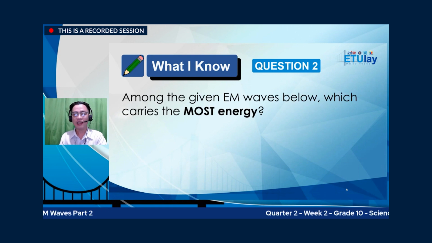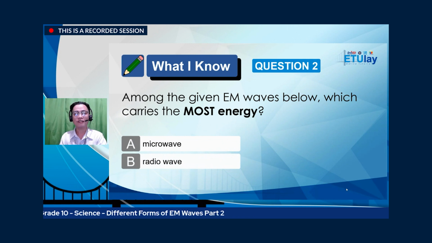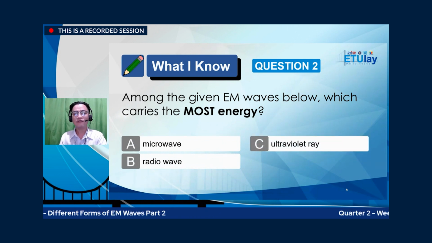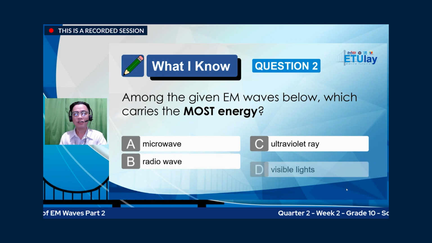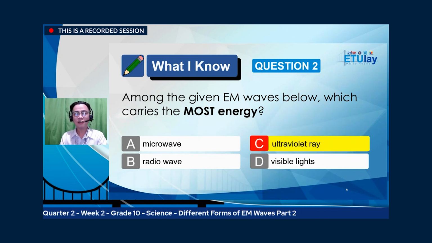Among the given electromagnetic waves below, which carries the most energy? A, microwave. B, radio wave. C, ultraviolet ray. Or D, visible lights. 5, 4, 3, 2, and 1. Kung ang sagot mo ay letter C, ultraviolet ray, ikaw ay amazing.